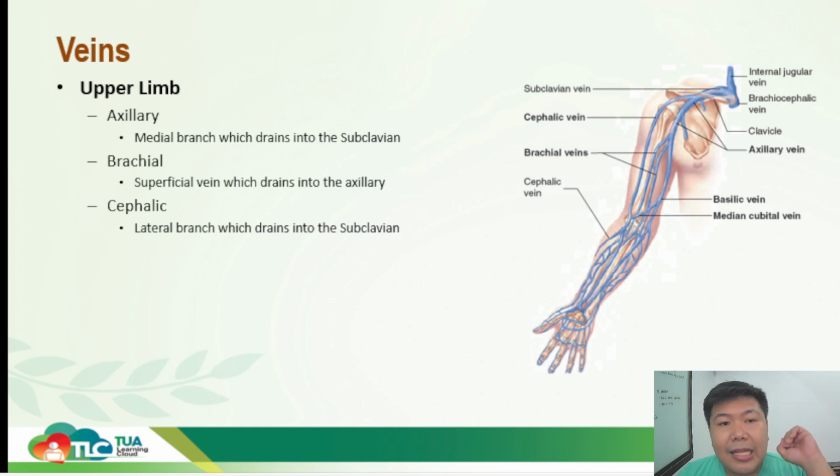Remember that. The subclavian vein receives blood from three areas: your external jugular, your axillary, and your cephalic. Your brachial vein will supply blood to the axillary. And eventually, everything goes to the subclavian. Subclavian to the brachiocephalic. Brachiocephalic to the superior vena cava.